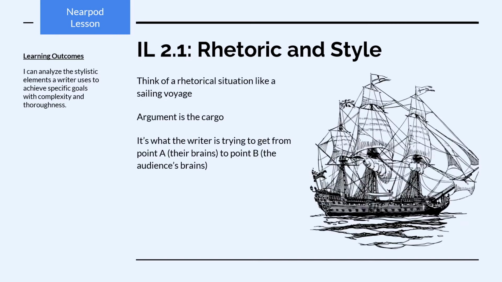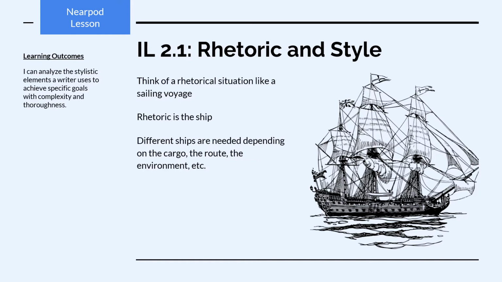To really understand the relationship between rhetoric and style, it might help to think of a rhetorical situation as a sailing voyage. The argument that the writer's trying to communicate, that is the cargo that the ship is carrying. It's what the writer is trying to get from point A to point B, which would be from the writer's brain to the audience's brain.